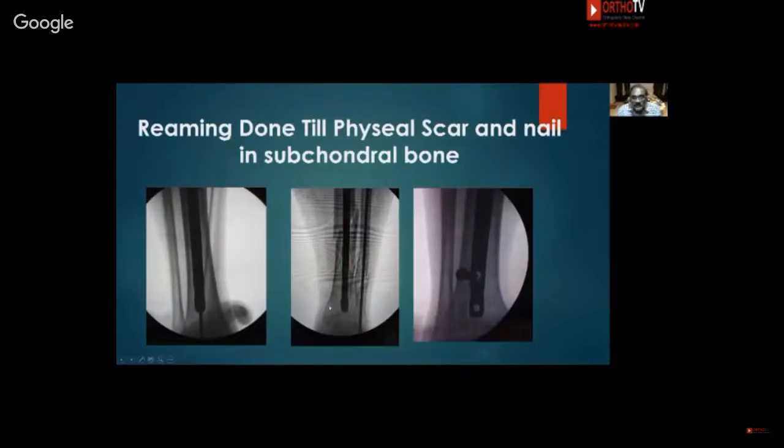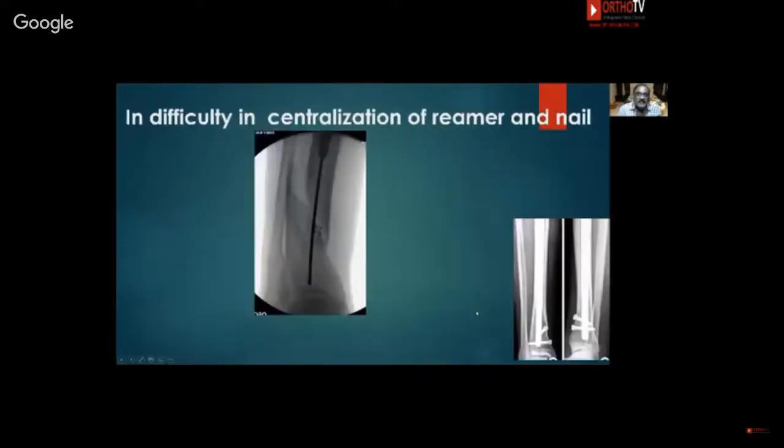That is the most important thing in a distal tibial fracture, because our lower screw will come within near about 11 mm. So therefore it must go. There is the screw. This is the last distal screw, oblique screw, and medial lateral screw. There is difficulty in centralization of the reamer and nail.